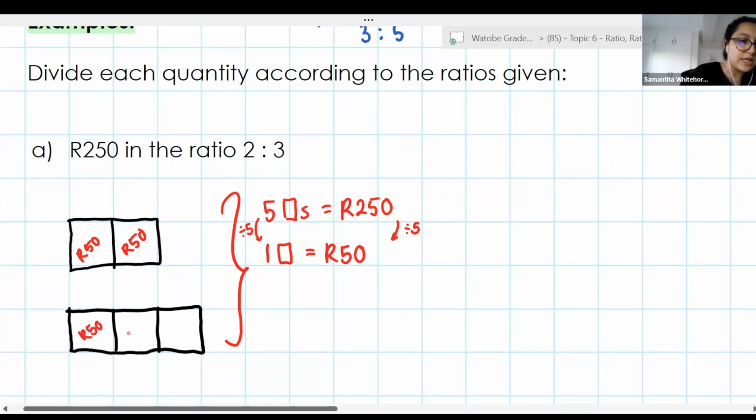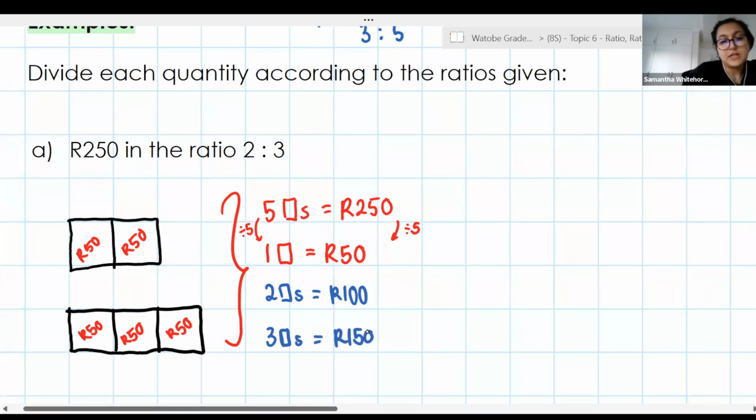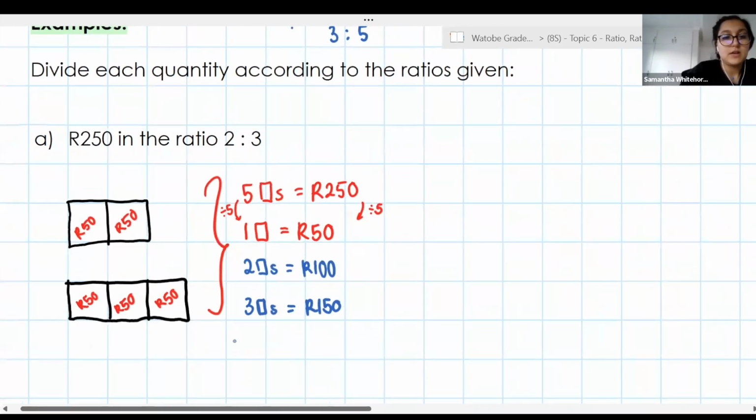And now that I know what each block represents, I can very easily go and split my money. So this is now telling me that the 2 blocks is 100 Rand, as a lot of you have said, and my 3 blocks is 150 Rand. And so I have managed to split my 250 Rand in the ratio 100 Rand to 150 Rand.